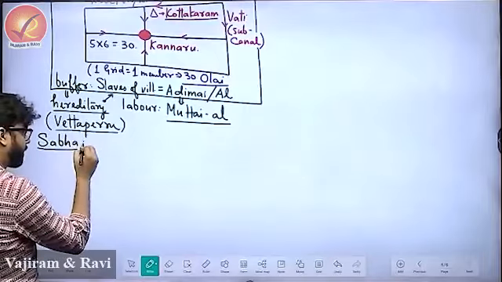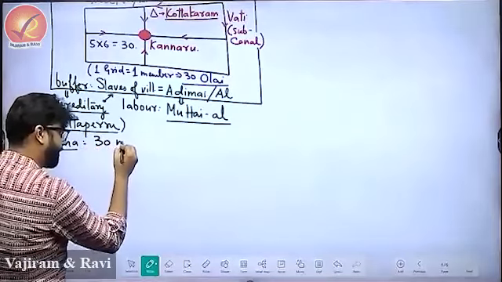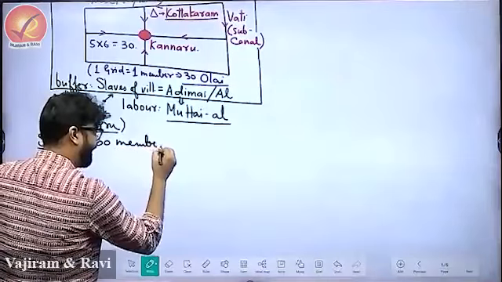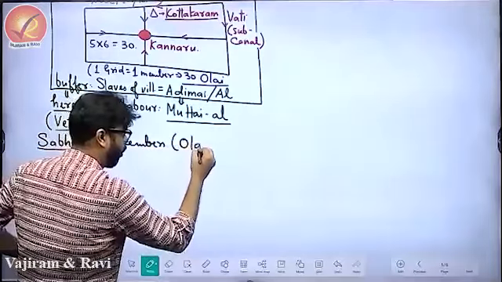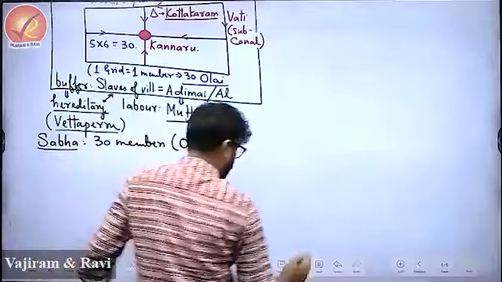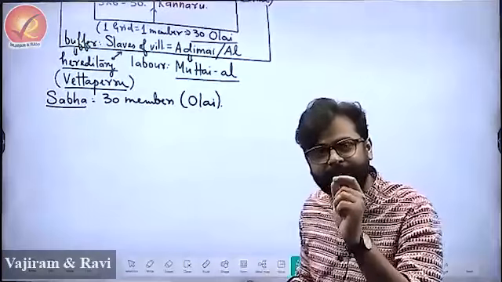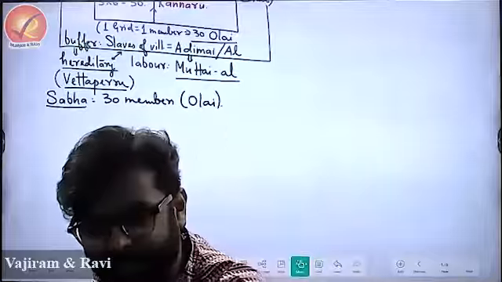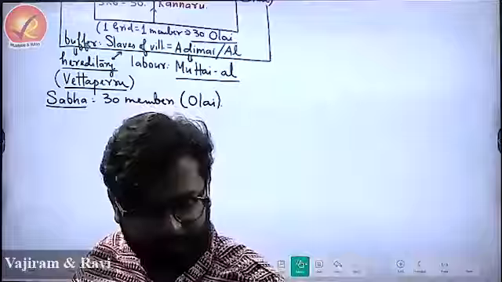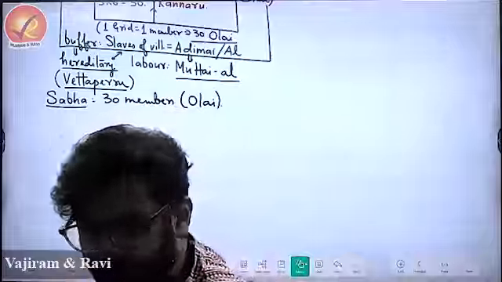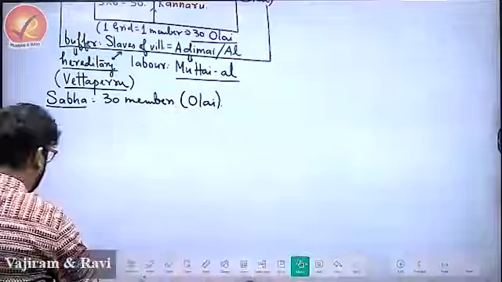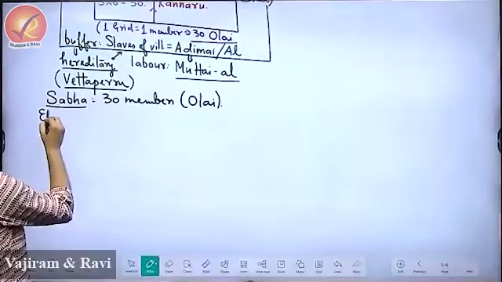So therefore Sabha has 30 members and these 30 members are called Olai. So the question that should come to your mind is that if every grid has 150 or 200 odd families, how will they select one? So they do not select, they elect.